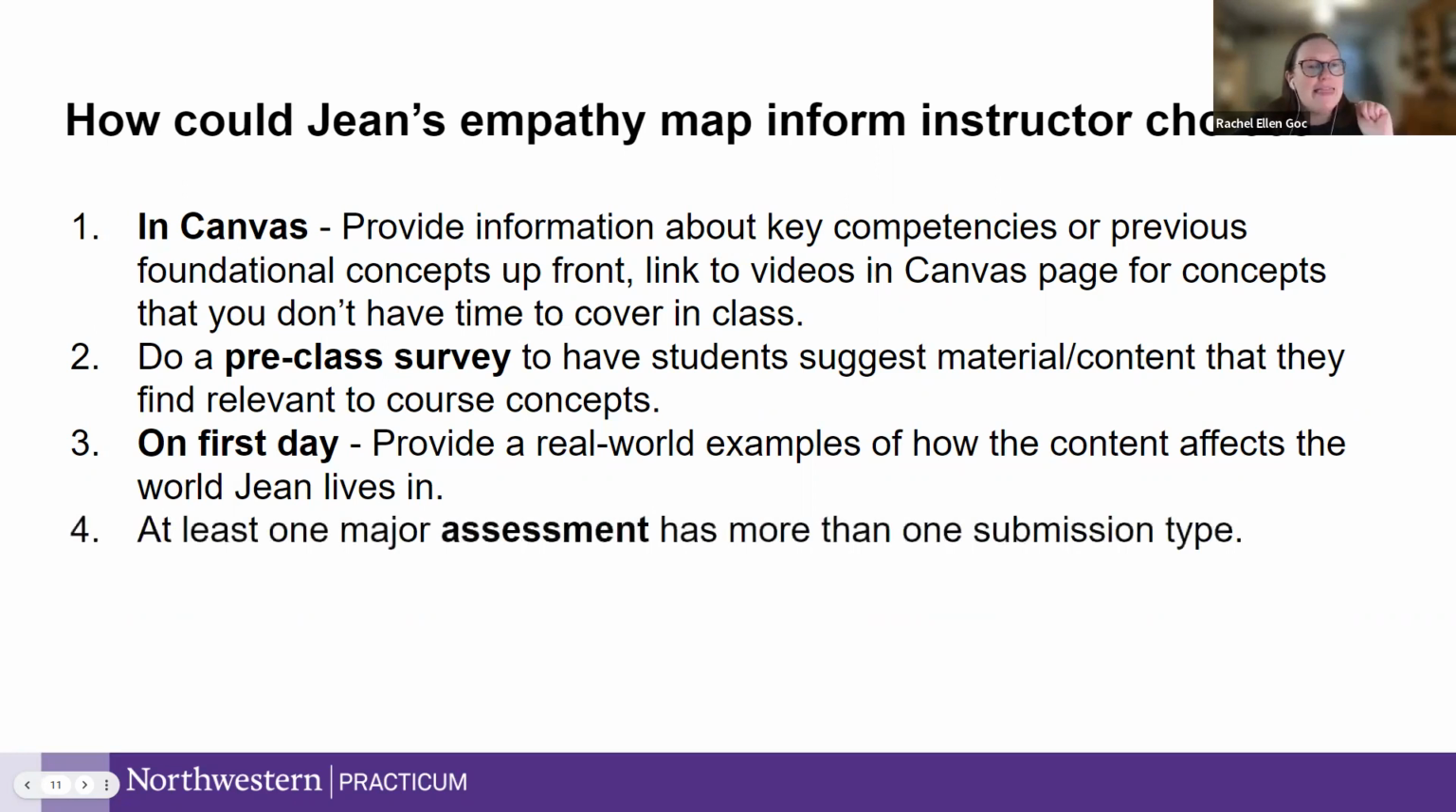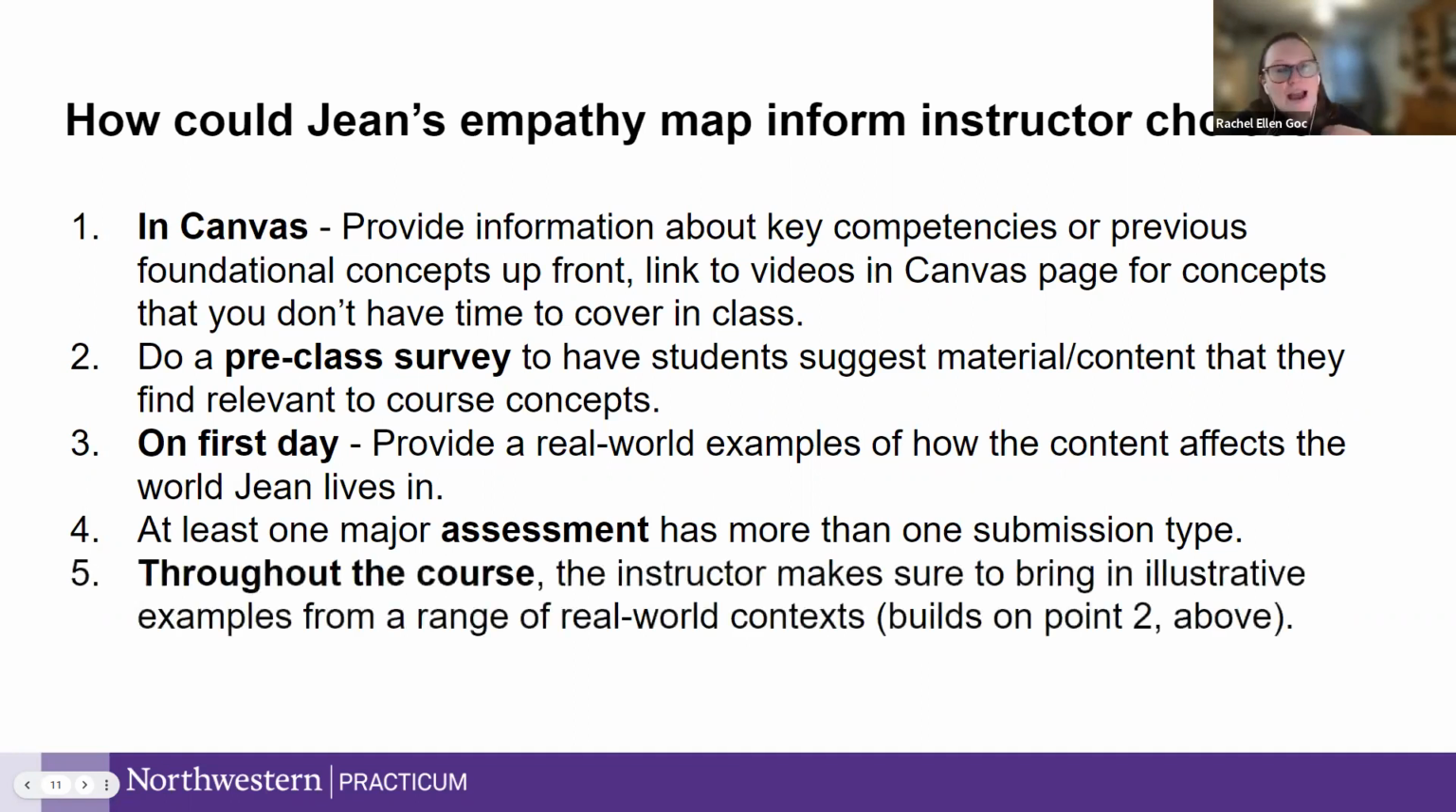And then also have at least one major assessment that has more than one submission type. So somewhere along the way in your course, someone could write a paper, or they could record a presentation, or they could provide some other sort of submission that proves to you that they know their content. So giving them that choice is a great way for students to feel more like they have some control over the class.